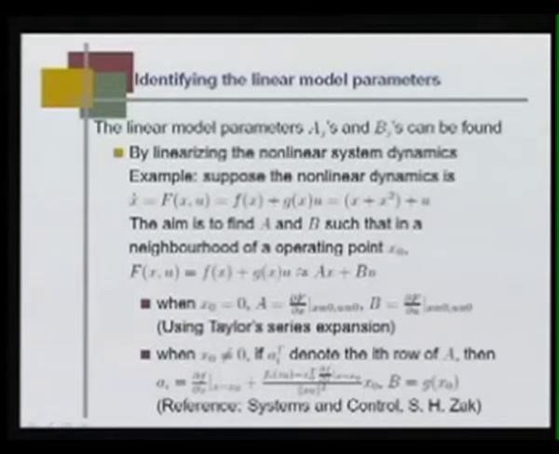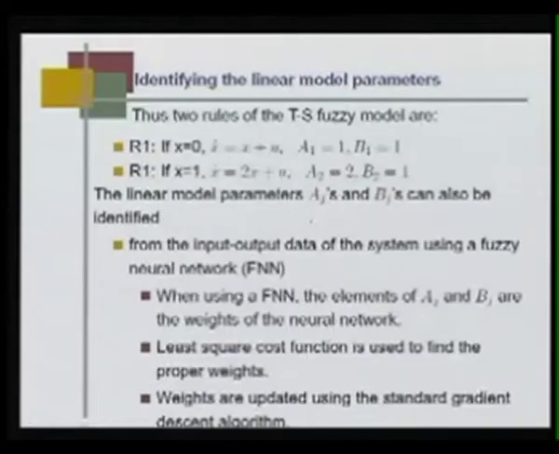Okay. So, when x naught is not equal to 0, and if a i transpose denotes the ith row of a, then a i is dou f upon dou x at x equal to x naught, plus f i of x naught minus x naught transpose dou f upon dou x at x equal to x naught, upon x naught norm whole square, into x naught. And b equals g of x naught. Okay. For reference, you can find this in the book Systems and Control written by Jack. There are many other classical textbooks you can follow on how to linearize a nonlinear system. I think we also covered this notion earlier in the class.